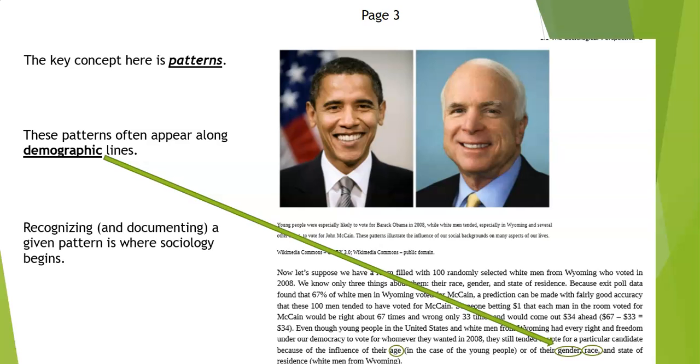Recognizing a pattern, like the pattern that white men in Colorado vote for the Republican in presidential elections twice as often as they do the Democrat, is where sociology begins, right? That's just one observation, and that's our entry point. We're going to take that observation and start peeling back the layers on it. We're going to start asking questions about what it is about Wyoming that makes white men there vote Republican more often than not.